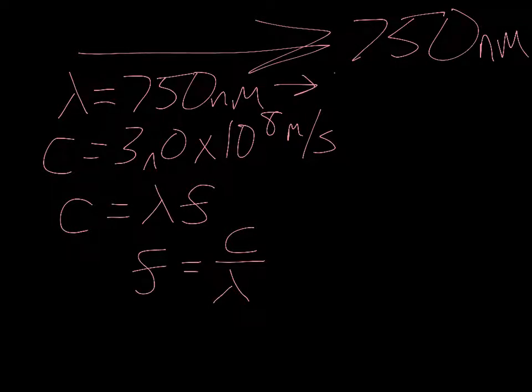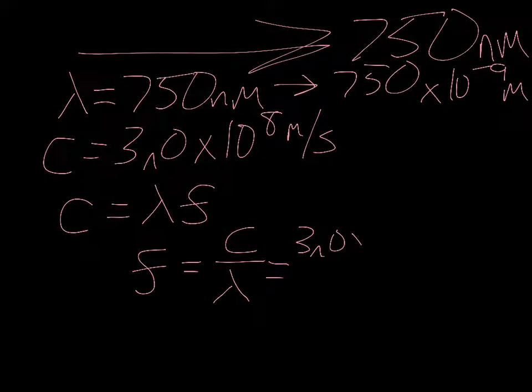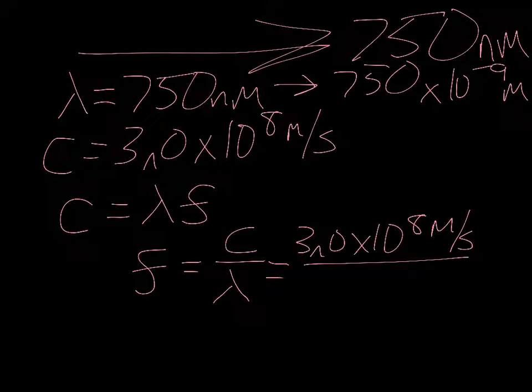So if you go back to the sheet that I gave you at the beginning of the year, you'll see that 750 times 10 to the negative ninth meters is the same thing as 750 nanometers. So I'm going to go ahead and plug some things in here. We got 3.0 times 10 to the 8th meters per second for the speed of light, divided by the wavelength, converted into meters. So 750 times 10 to the negative ninth meters. The only thing left to do now is solve.